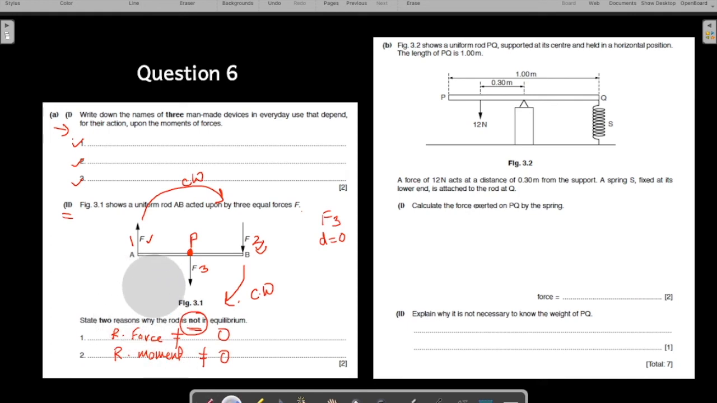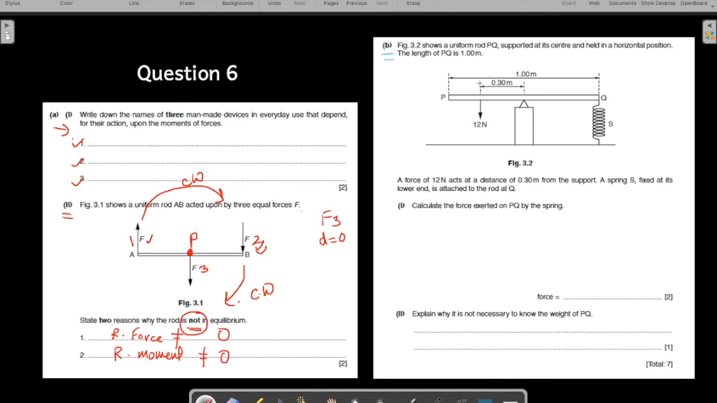So the resultant moment is not 0. Resultant moment is not 0 means there is a total moment here, some value of the total moment that you will get, which is the same as saying that there is turning happening in this system. The system is not in equilibrium because the resultant moment is not 0. Let us come to part B.